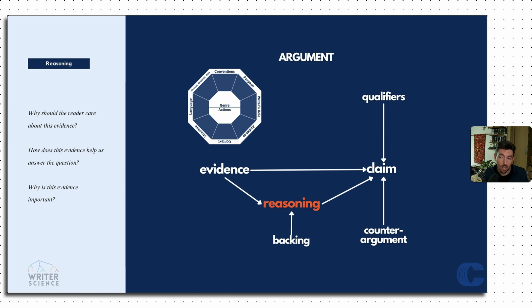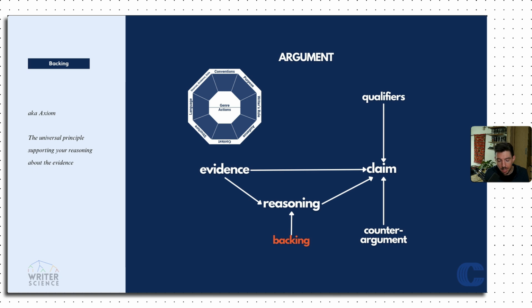So the basic way to develop the reasoning section is to answer the question, who cares about this evidence? Why should the reader care about this evidence? Why is it important? And how does it help us answer the question? Now, there's a slight difference between reasoning and backing here, which I'll just explain. A backing is essentially the axiom. It's the universal principle supporting your reasoning.